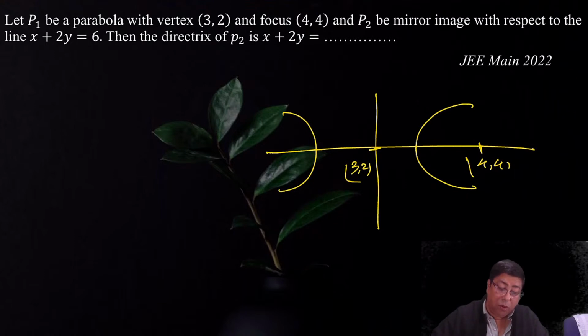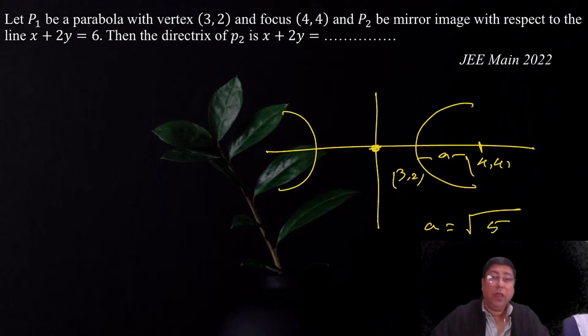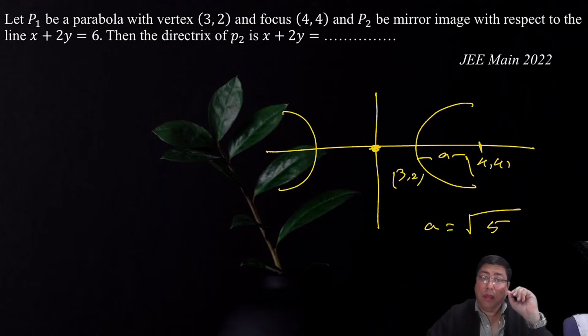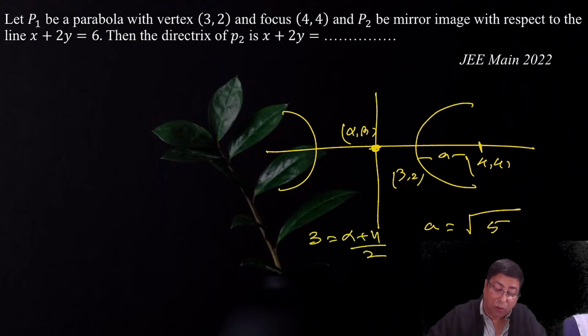And this is coming to be (3, 2). The vertex is given here, na? Yes. So this is (3, 2). So we are getting a equal to root over a square plus b square, that is a equal to root 5. Now we have to get the foot. Anyhow, we have to get the directrix of P1. So in this case, if it is (alpha, beta), then 3 equal to alpha plus 4 by 2 and 2 equal to beta plus 4 by 2. Therefore, (alpha, beta) is coming to be (2, 0).